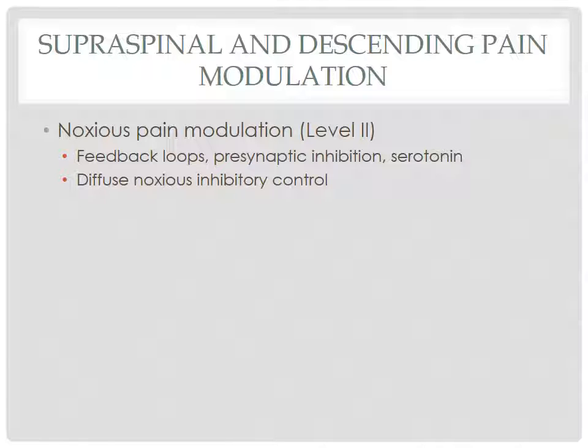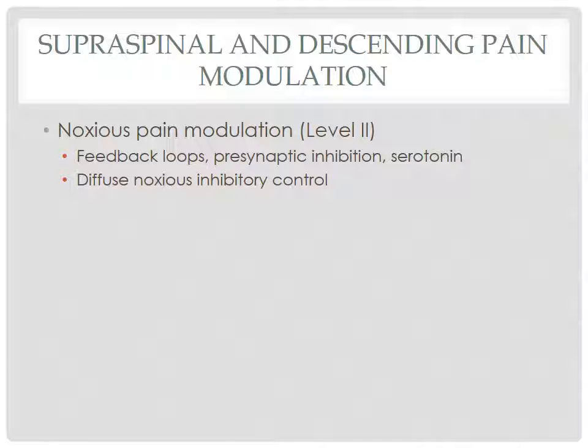So noxious pain modulation utilizes feedback loops. There are different feedback loops in the different areas of the brainstem, and what it essentially results in is a presynaptic inhibition at the dorsal horn of the spinal cord by virtue of the release of serotonin. Serotonin is a hormone that can help relieve pain and is very important in the descending pathways.